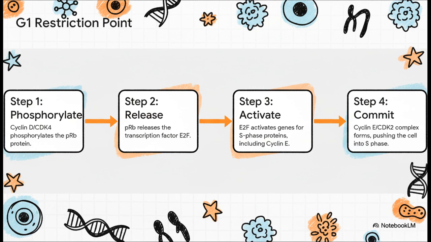Now, E2F is a transcription factor. Its job is to turn on genes. Once it's free, it races off and switches on all the genes needed for DNA replication, including another key player, cyclin E. The new cyclin E CDK2 complex then shoves the cell past that point of no return and straight into S phase.